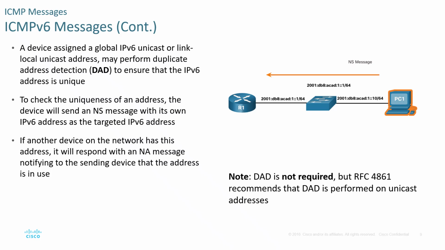If, however, nobody responds to that DAD message, then it will consider that no one else is utilizing that address. It will take it on as its own, and then it'll automatically assign the router's link local address as its default gateway. So this DAD message is to check the uniqueness of an address. DAD is not required, but RFC 4861 does recommend that DAD is performed on unicast addresses.